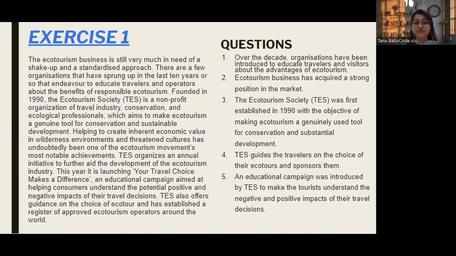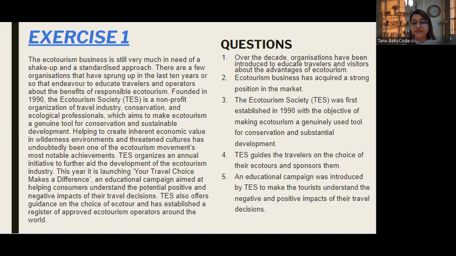Okay, read statement number 5. Founded in 1990, the Ecotourism Society is a non-profit organization of travel industry, conservation and ecological professionals which aims to make ecotourism a genuine tool for conservation and sustainable development. So here, objective has been replaced with aim, goal, right? So you may have synonyms. Please look at the paraphrased statements very carefully. And it was founded in 1990, right? So it was established in 1990.